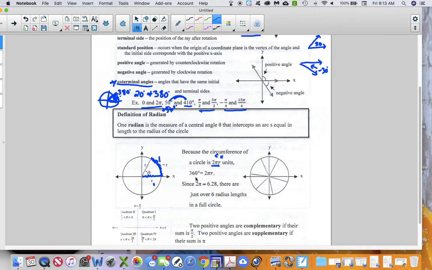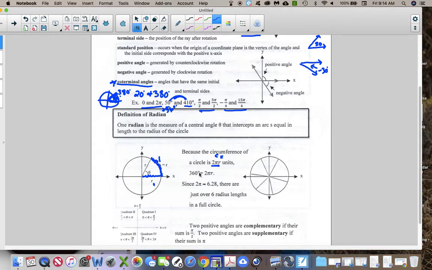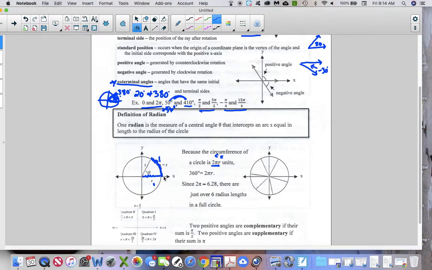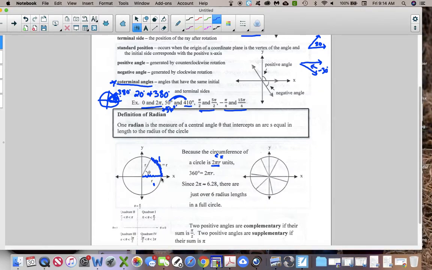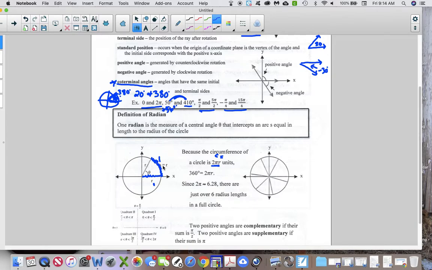Now, what that means is that if we're going 360 all the way around, the equivalent of that in radians is 2 pi. So from here all the way around is 2 pi, okay? So rather than it being 360 degrees anymore, in radians, a full circle would be 2 pi.